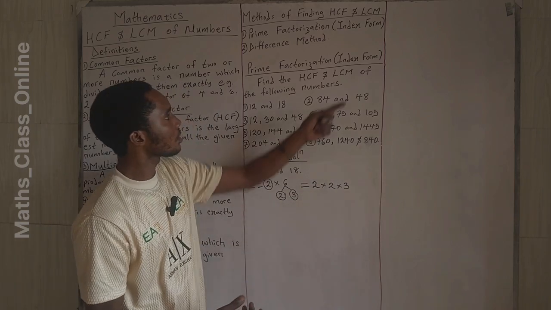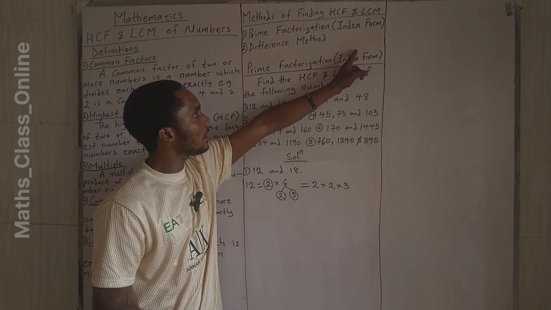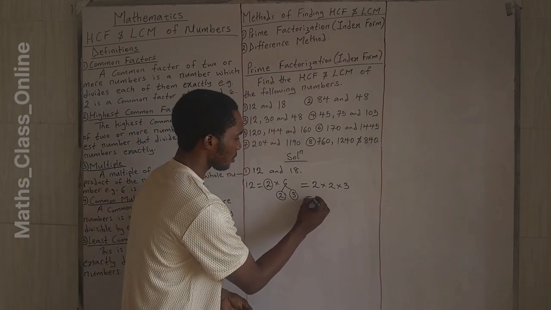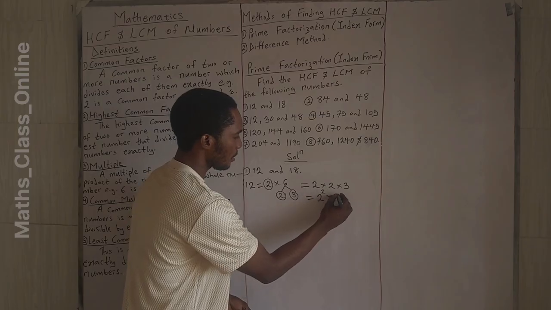But we are dealing with index form. This is the expanded form, so we need index form. This is equal to 2 squared times 3. How many 2s do we have here? Two. 2 times 3.